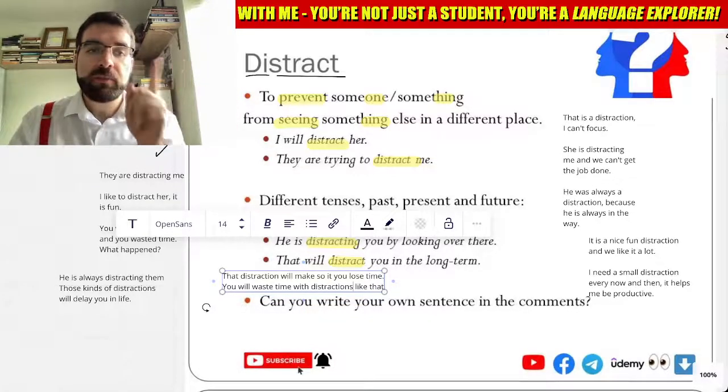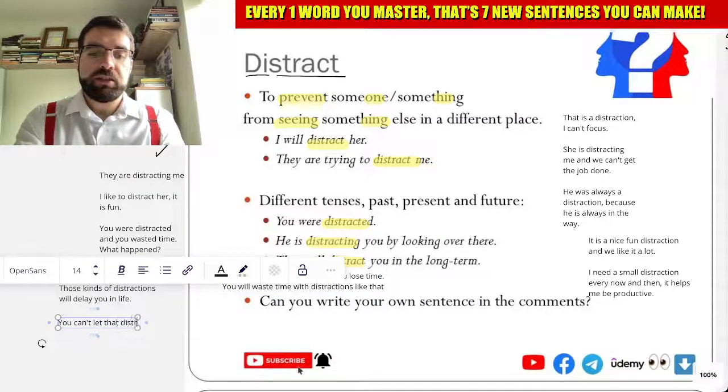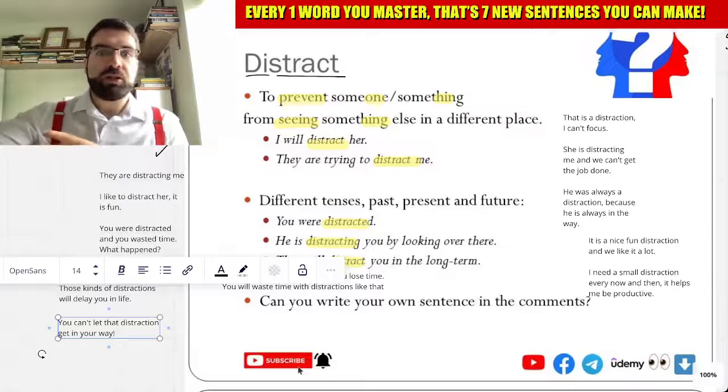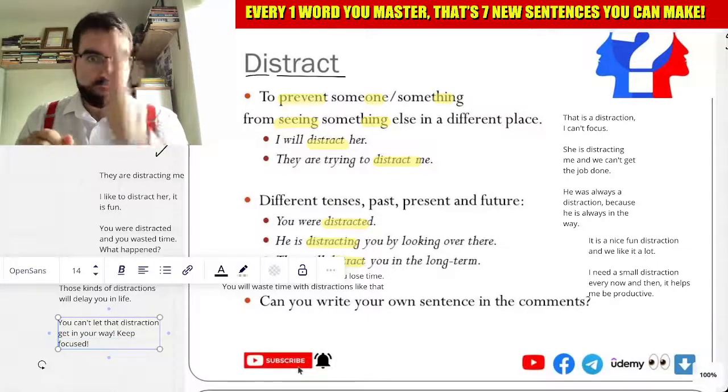You can't let that distraction get in your way. No, you can't let it get in your way. Distraction. No, keep focused. Keep focused, yeah.